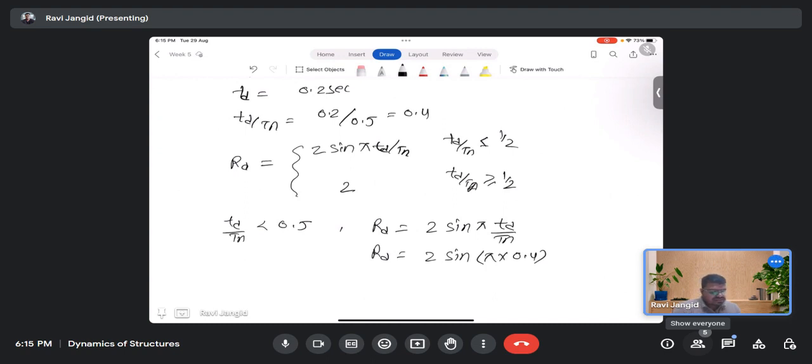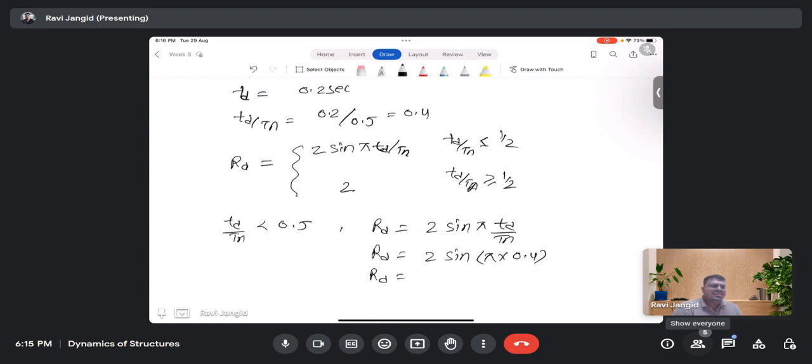Anyone with the RD value? Actually, I have a doubt. Yes. In the RD, TD by TN is less than 1 by 2. You have written, right? Yes. Actually, in our videos, Sarah has told me like less than or equal to 0.25.